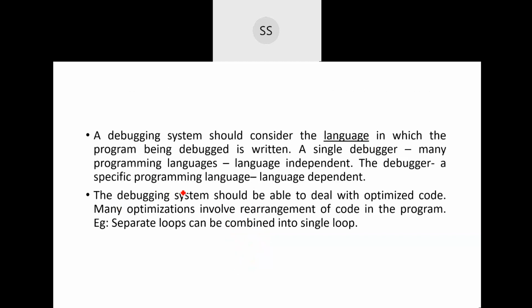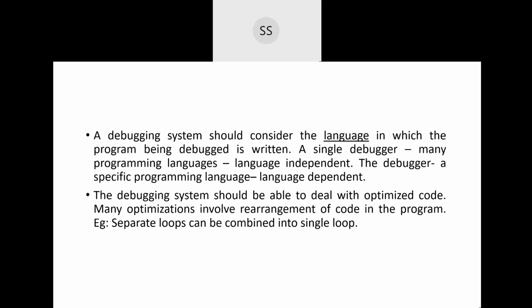A debugging system should consider the language in which the program being debugged is written. So debugging is a concept that does not belong to a particular language, isn't it? We write programs in different languages. But what is the main functionality of debugging? The main functionality of debugging is to find the errors, to find whether proper execution of your program is taking place or not. That is the main functionality.